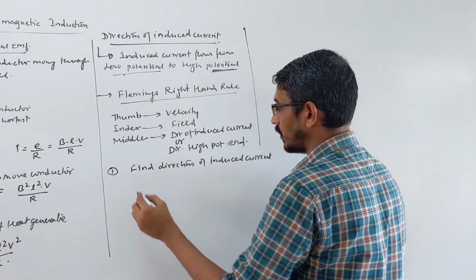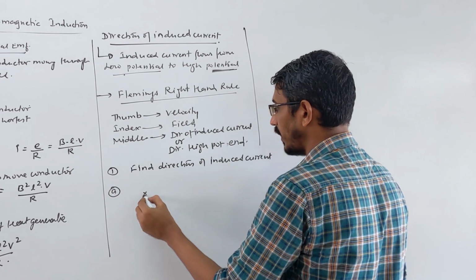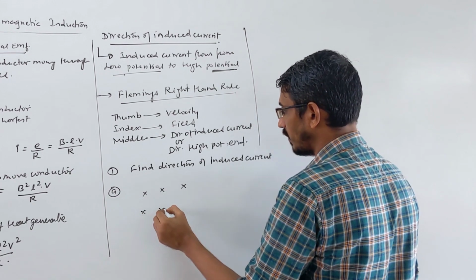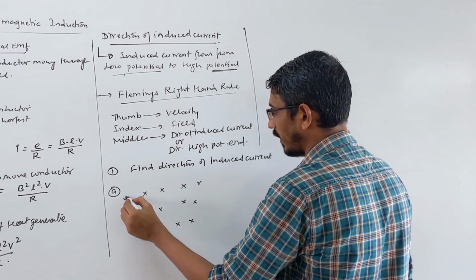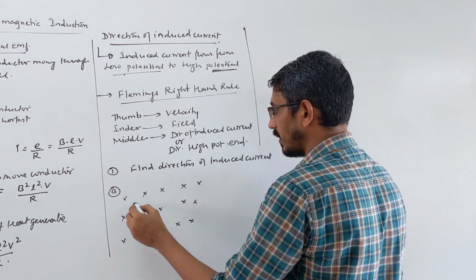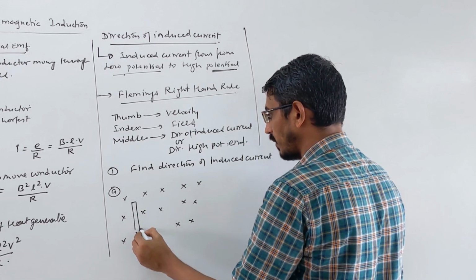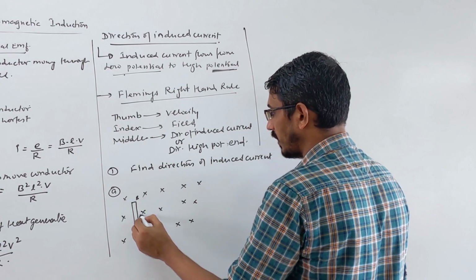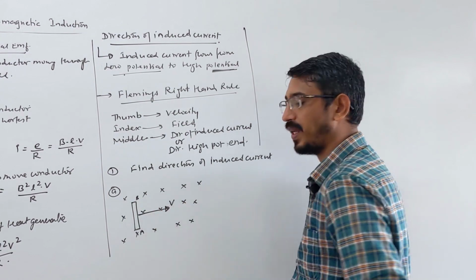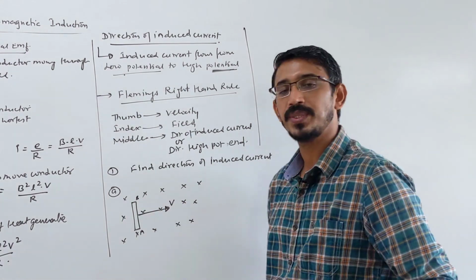Suppose case 1, some field is given like this one. This is a field, and I have some conductor. Let's say this is a wire. This is end A and this is end B. This is moving in this direction with velocity V. Then what's the direction of induced current in this wire?